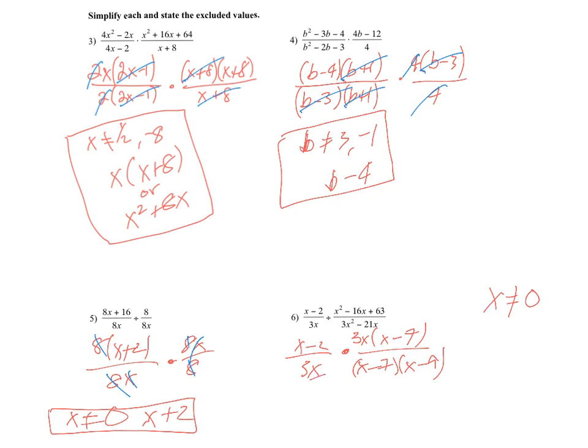That comes from there. X can't be positive 7. X can't be 9. And in the numerator, it's also 3x times x minus 7. X can't be 0. X can't be 7. We've already accounted for those from the denominator.